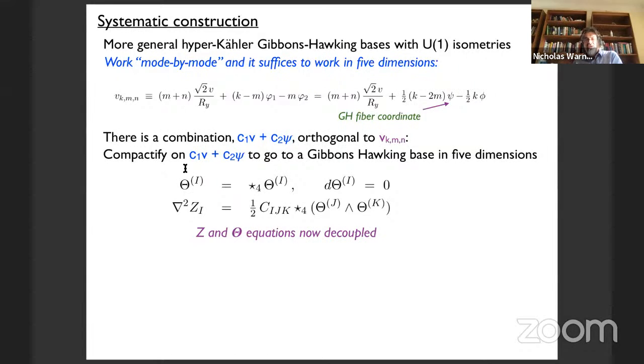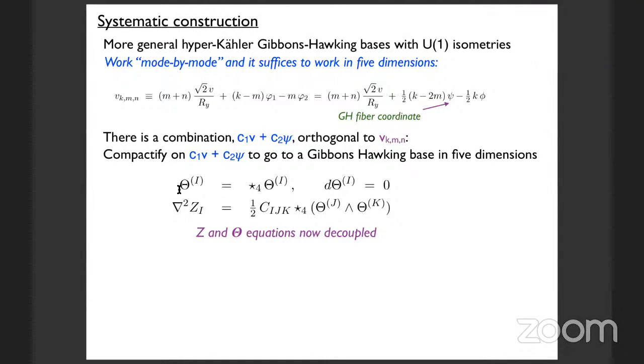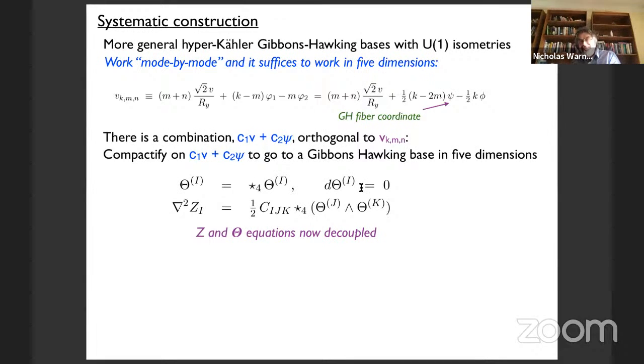The reason why you want to go down to 5 dimensions is that the equations become simpler. Basically, the Maxwell fields, the magnetic fields, become self-dual, and then the Zs are given by solving this differential equation. So the Z and phi theta equations are now decoupled from one another, and the goal is to solve this one. So the 5-dimensional formulation is easier, and you get there by saying for a single mode, I can always go down on some particular combination of V and psi fibers to get to 5 dimensions.